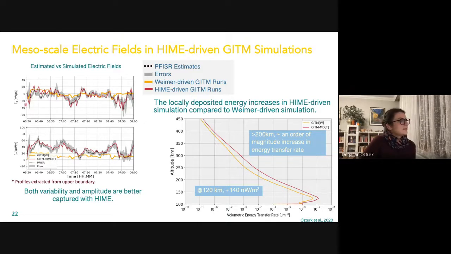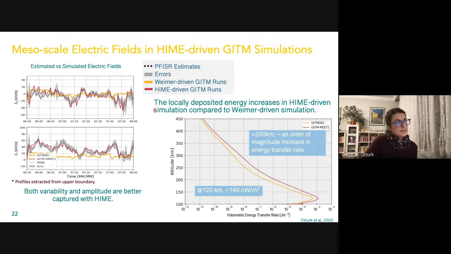And as you can see, both the variability and the magnitude are incorporated when we look at the HAO-driven GITM results. And again, here, especially in the latitudinal component, you can see that at certain times there are 40 millivolt per meter differences. And now we are able to incorporate them into our driving to further study how these mesoscale structures could be affecting the ionosphere thermosphere system.